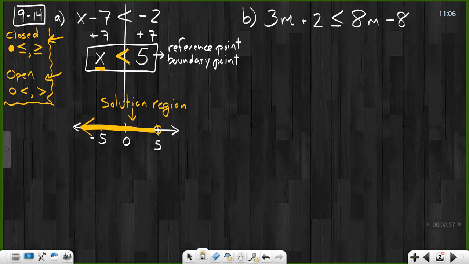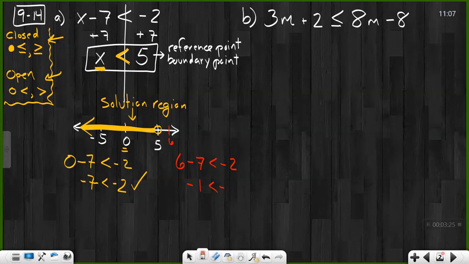And you can test that out by picking a point that's in there. I'm going to pick one like 0. That means if I plug 0 in for x into the original inequality, I get a statement like that. 0 minus 7 is negative 7. And negative 7 is indeed less than negative 2. It made my inequality true. Let's pick one that doesn't, up here in my non-solution region, like 6. 6 minus 7 is less than negative 2 if I plug it in. Well, 6 minus 7 is negative 1, and that is not less than negative 2. That is not correct. It did not make my inequality true, which is why 6 is not in my solution region.